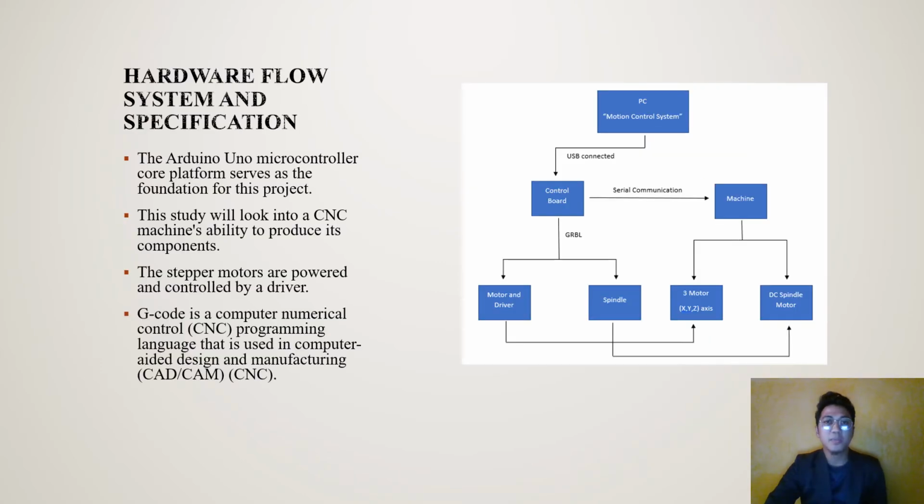Hardware flow system and specification. First, the Arduino Uno microcontroller core platform serves as the foundation for this project. Its connecting to computers, drivers, and stepper motors is also straightforward. Second, this study will look into a CNC machine's ability to produce its components. Third, the stepper motors are powered and controlled by a driver. These stepper motors are connected to servo motor lines on the X, Y, and Z axis.